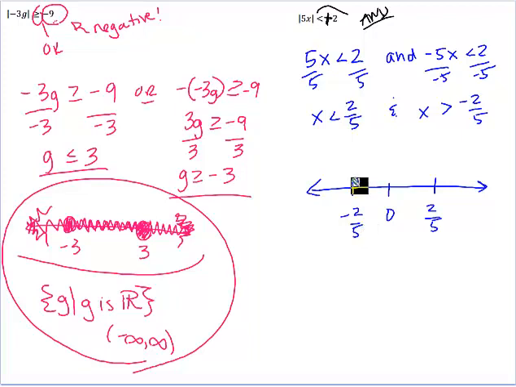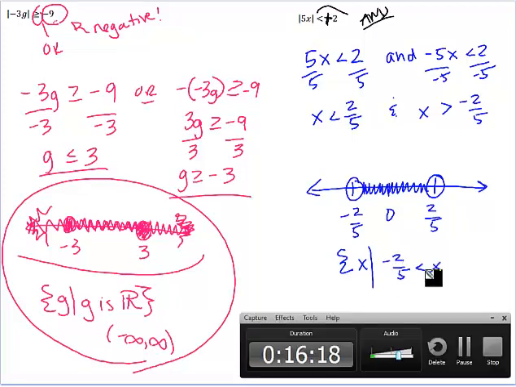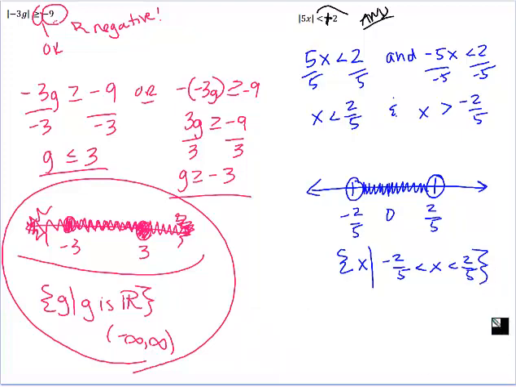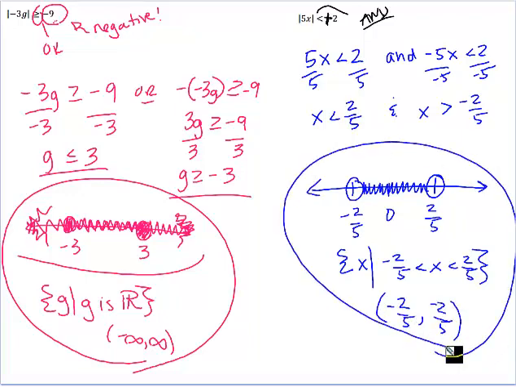So on our number line, we should have a 2/5 and a negative 2/5. We are greater than negative 2/5 and less than positive 2/5, so we are in between these. So set builder, all the values for x such that negative 2/5 is less than x is less than 2/5. And then interval notation would be negative 2/5 to 2/5, both in parentheses because both are not included.